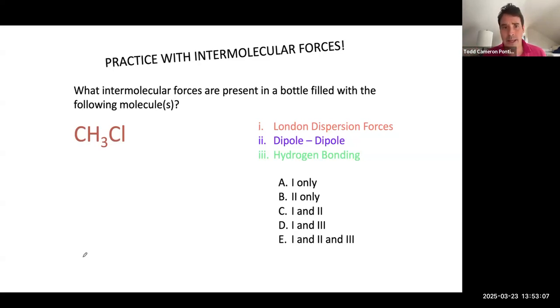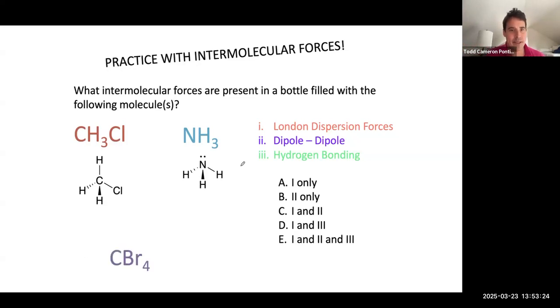Okay, so this first one here has LDFs and dipole-dipole interactions. How about this? Ammonia has dipole-dipole interactions, London dispersion forces, and hydrogen bonding because it's got NH. And then how about this? CBr4. Well, we actually already looked at this one. It only has LDFs because it's a nonpolar molecule, but it's still a pretty significant melting point slash boiling point because it's a heavier, more polarizable molecule.